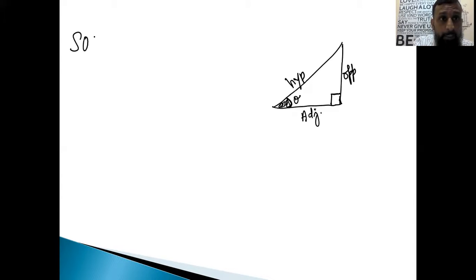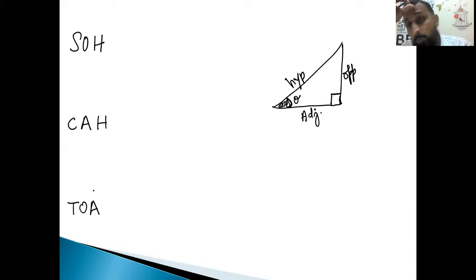So again, we need to consider a right angle triangle. Here is a right angle triangle, boys and girls, a 90-degree angle. The side in front of it is called hypotenuse. If I consider my theta as my acute angle, so the side in front of it is called opposite side, and the third remaining side is called adjacent side. Now, what are the three magical words? So the three magical words which you need to memorize are soh, cah, and toa.